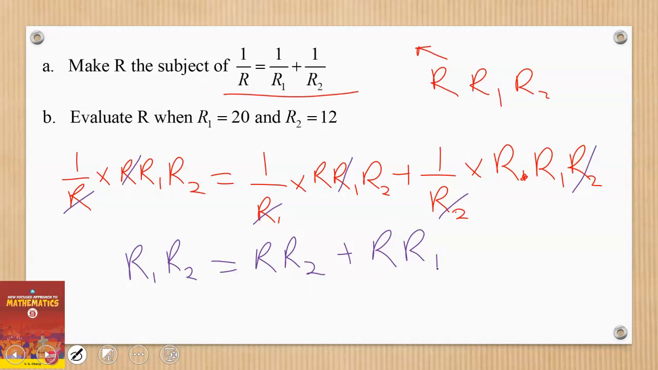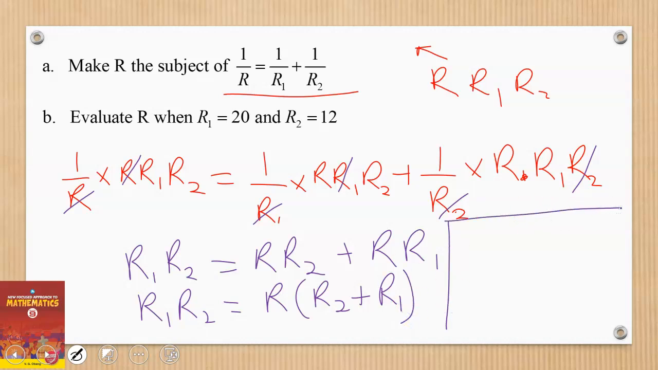we group like terms, okay, or we can do factorization. So R2 will be equal to R coming out, we have R2 plus R1. And finally, if we divide both sides by R2 plus R1, we have our R to be R2 all divided by R2 plus R1. So that becomes the value, R when we are making R the subject.